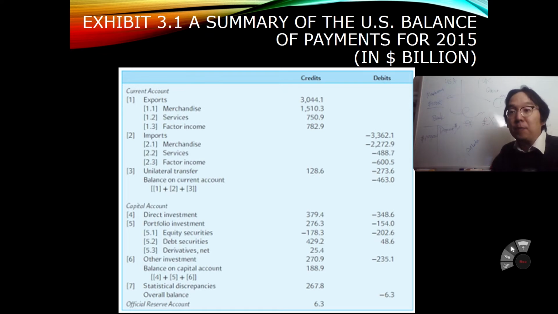Factor income. For example, if you invested in foreign treasury bonds, debt securities, well, a Treasury bond gives you what? Interest income, fixed income, right? That interest is one kind of factor income.